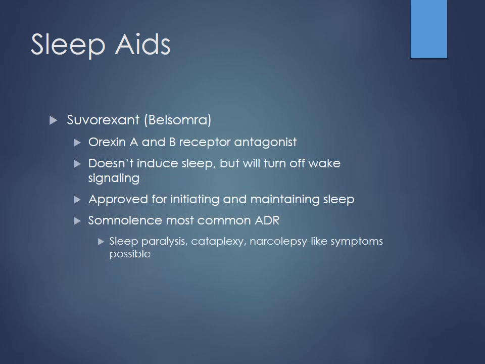Another one that is a little bit newer, suvorexant or Belsomra. This one is actually working through a different mechanism than you'd see. So no antimuscarinic properties here, but really they're working on orexin A and B. Basically, they're antagonizing those receptors. And so what you're going to find is that the orexin has to do more with daytime wakefulness than it does sleep necessarily. And so basically, it does not induce sleep for these patients, but it turns off the wake signaling that would normally occur.